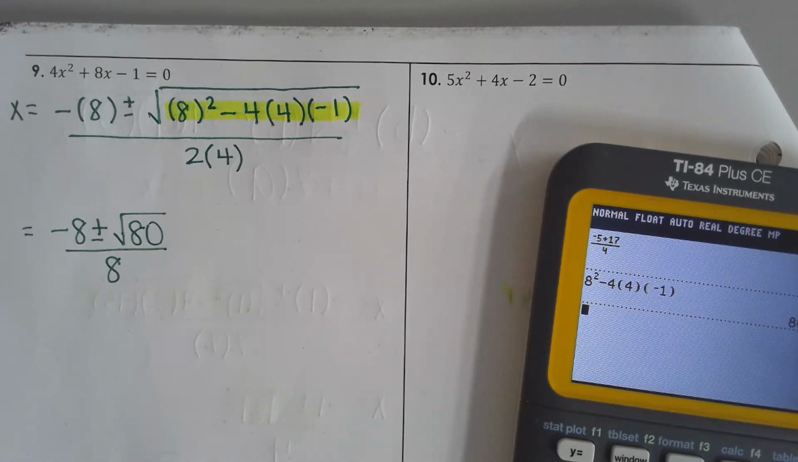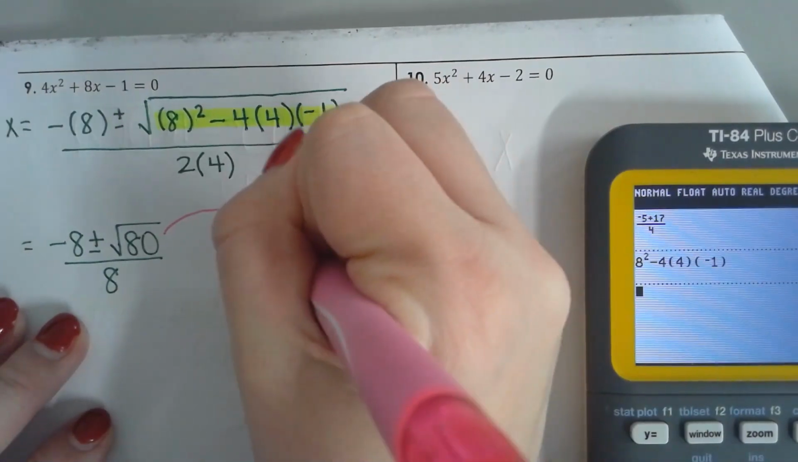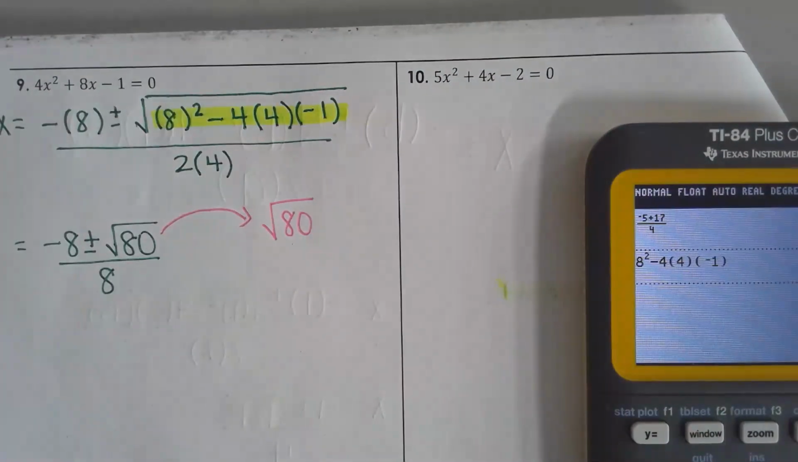Is that a perfect square? No. So we have 2 irrational solutions. My answer is going to have a square root left in it. I'm not going to get a whole number or a fraction. What we do is we're going to go to the side and we're going to simplify the square root of 80.